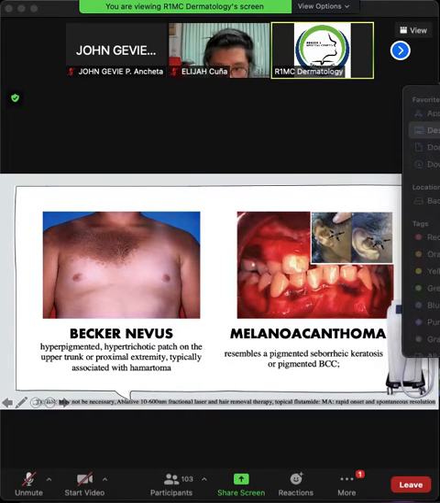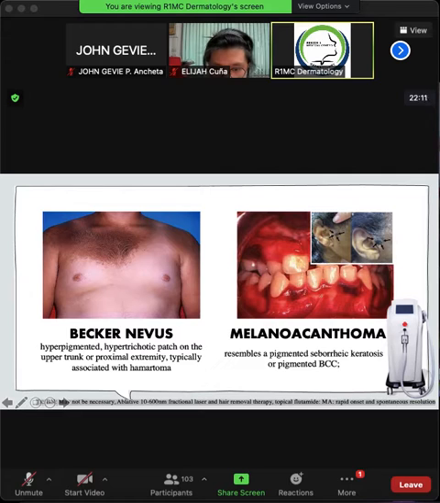As for the treatment for your Becker nevus, it may not be necessary, but some patients desire removal of pigment or terminal hair associated with the lesion. So we do your ablative fractional laser and hair removal laser therapy. We can also give your topical flutamide, while for your melanoacanthoma, these usually have a rapid onset and spontaneous resolution is typical.